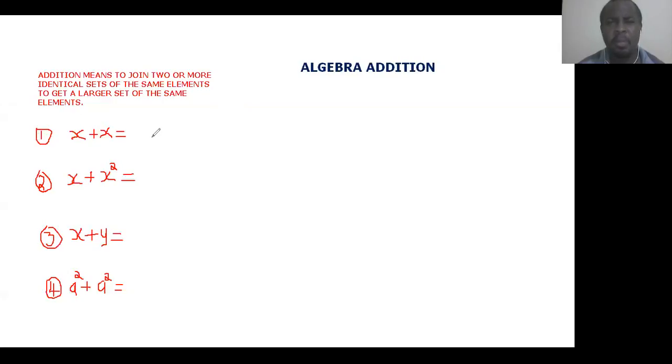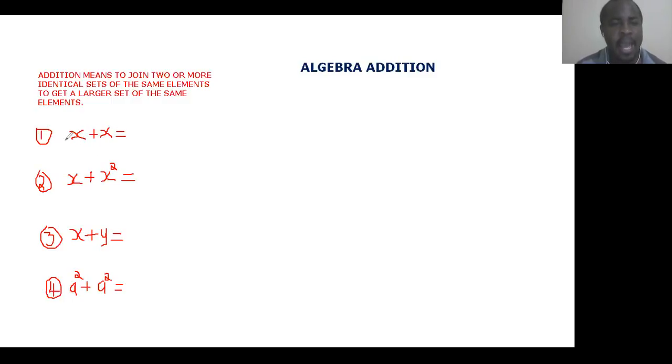All right? So we're going to begin today by just looking at the definition of general addition. Now it says addition means to join two or more identical sets of the same elements to get a larger set of the same elements. So in essence, critically thinking, we're going to be checking these expressions to see if they meet the criterion for addition to happen. If they don't meet the criterion, then conceptually, the things cannot be added. All right? So let's begin.